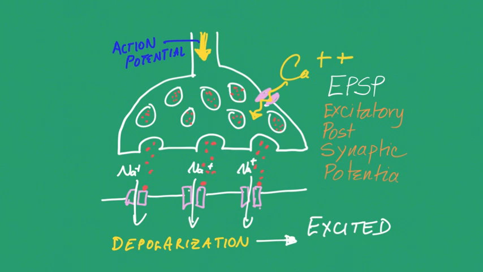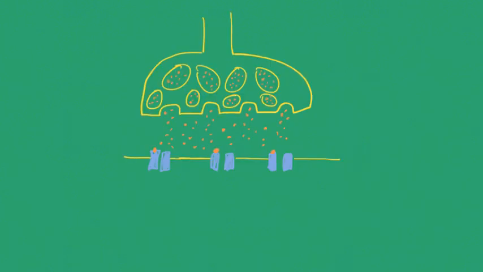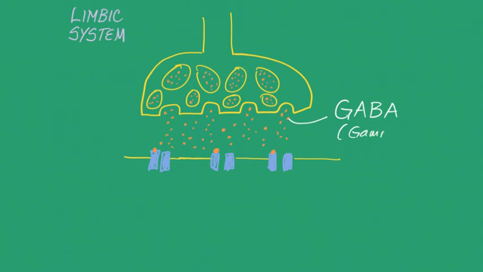There are many neurotransmitters that bring about EPSPs. Two important ones are adrenaline and glutamate. The limbic system in our brain is responsible for emotions, memory, learning, and even motivation. One of the most important neurotransmitters in the limbic system is called GABA. GABA stands for gamma aminobutyric acid. We'll just call it GABA. GABA has an inhibitory effect on the postsynaptic neuron.